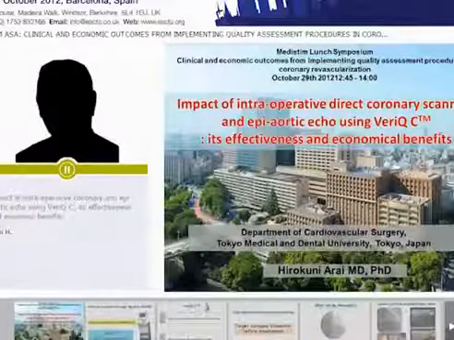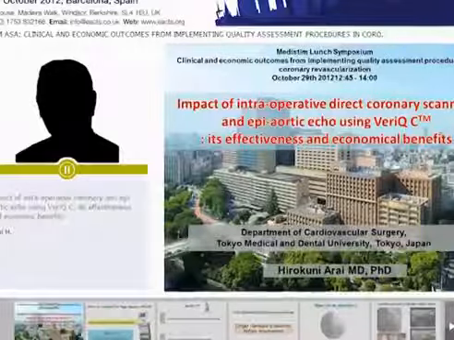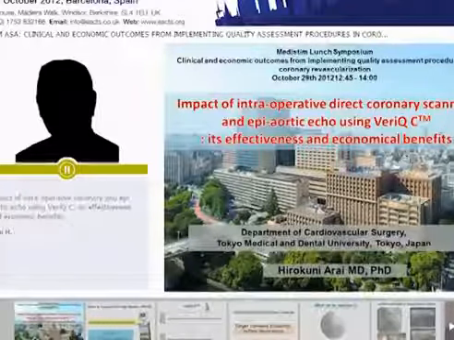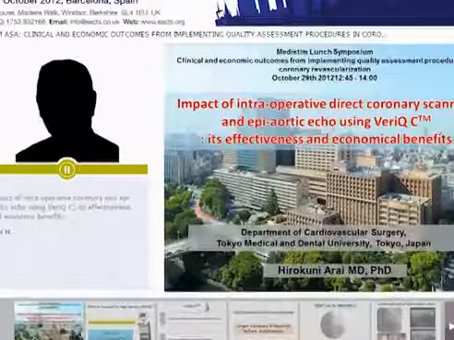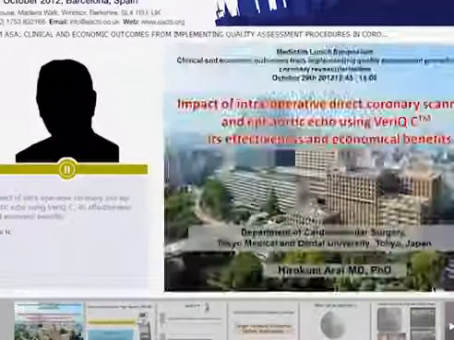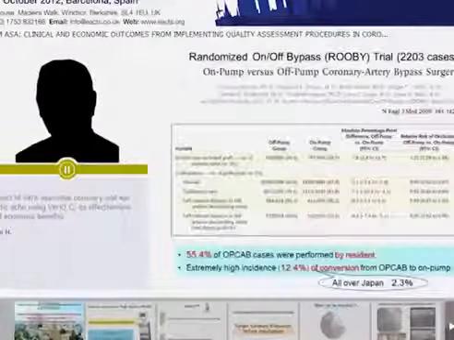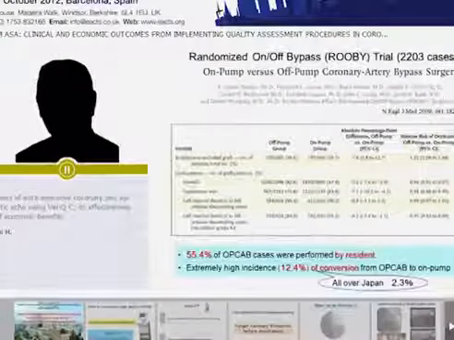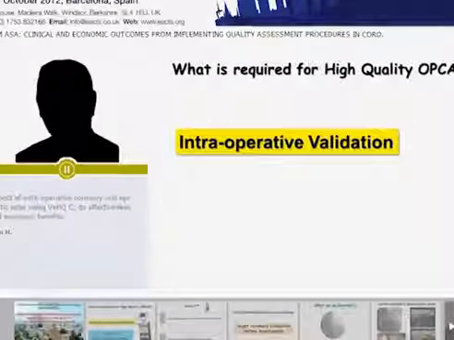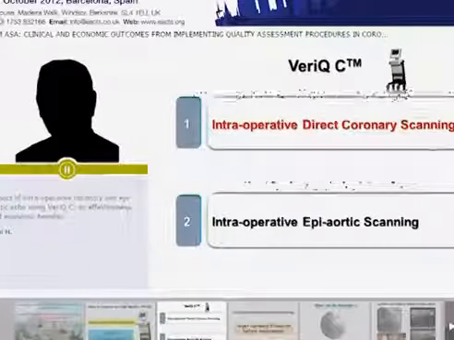Professor Asai presented very clearly and beautifully the current situation of the Japanese OPCAB and an overview of the VeriQC. I will talk about how I use VeriQC case by case and how I found its efficacy. I'll skip some of the slides, so no disclosures. What we need is intraoperative validation using VeriQC, so I'll show you case by case.